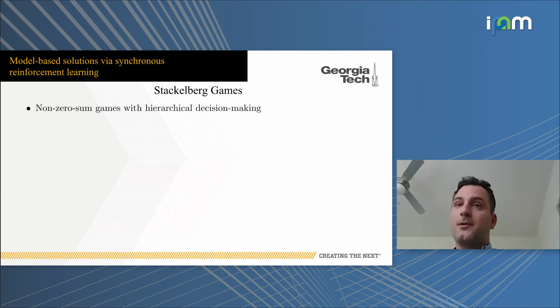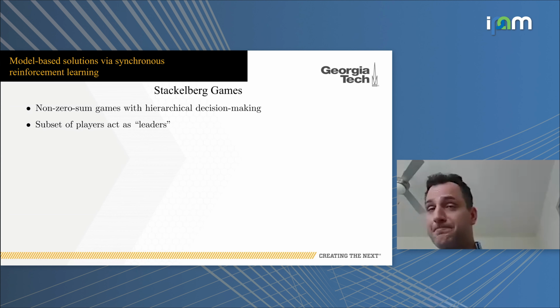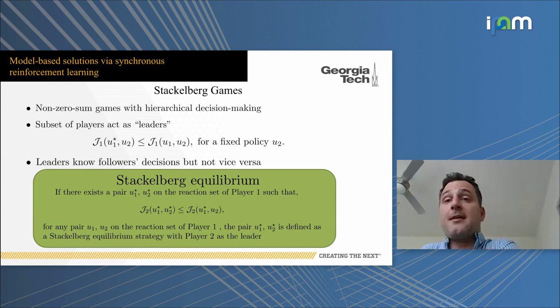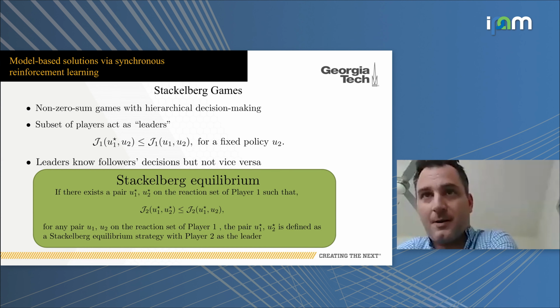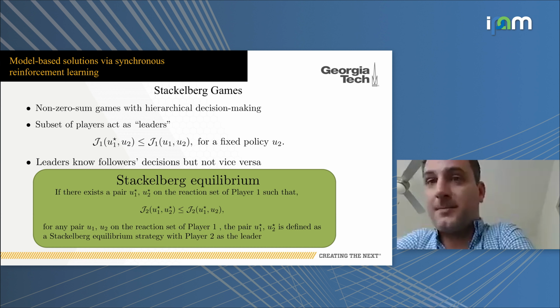Of course, it's not what in controls we call open loop or closed loop. In this presentation I will talk to you about open loop, and then you will see what this means. I have a subset of players that act as leaders, and a subset of players that act as followers. Let's say I have two players now: player one is the follower and player two is the leader. The leaders know the follower's decisions, but not vice versa.